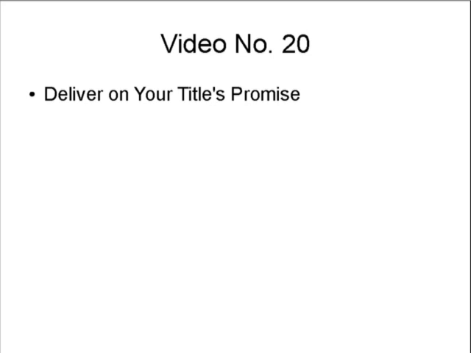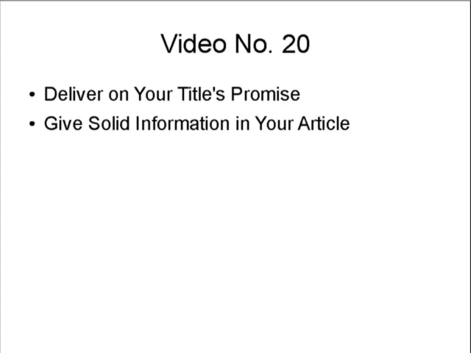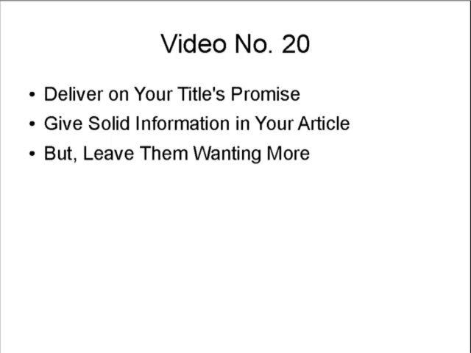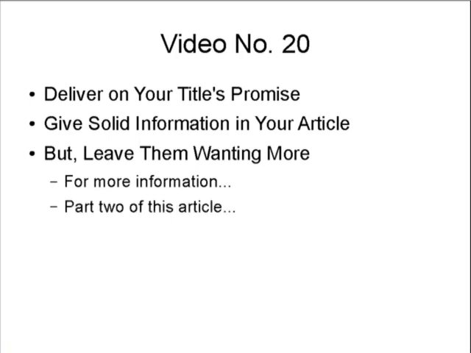So if you've told them that you're going to give them 5 ways to train your puppy, then you need to give them 5 ways to train your puppy. And the information you give them needs to be credible. They need to believe that you're an expert. But you don't need to tell them everything you know in your article. That's because if they know everything you know by reading your article, there's no reason for them to go to your website. So you want to leave them wanting more. And you do this by saying things like, for more information, in part 2 of this article, for a free report, go to my website.